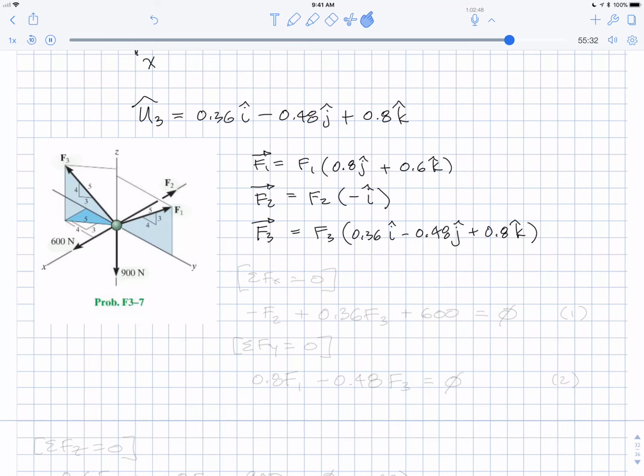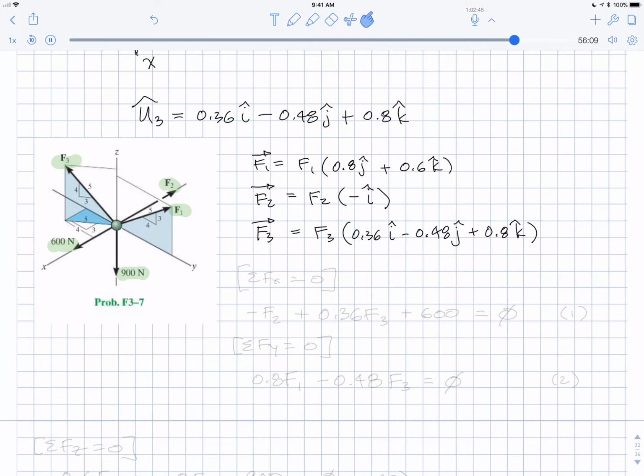What we need to do is take the three equations, sum Fx equals 0, sum Fy equals 0, and sum Fz equals 0. Except in this case, we can't say right is positive, up is positive, because it's 3D. So we're going to take all the i components, complete with their sign, for the x equation, the j components for the y equation, and the k components for the z equation. And there are 5 forces: F1, F2, and F3, and also this 600 Newton in the x and this 900 Newton in the minus z direction.